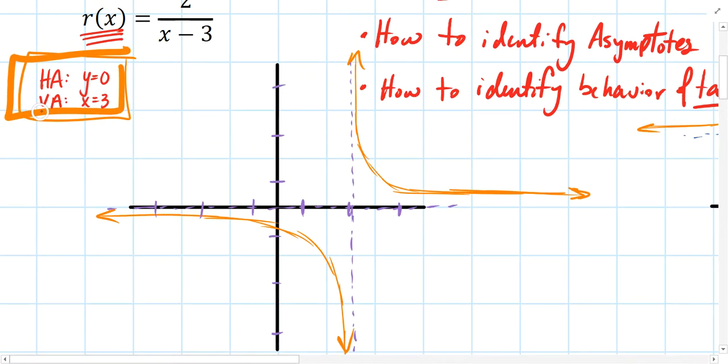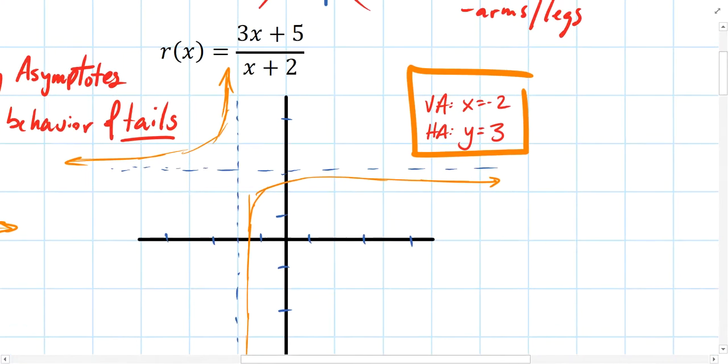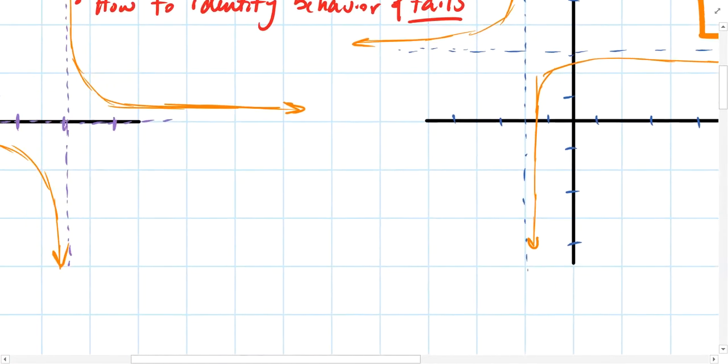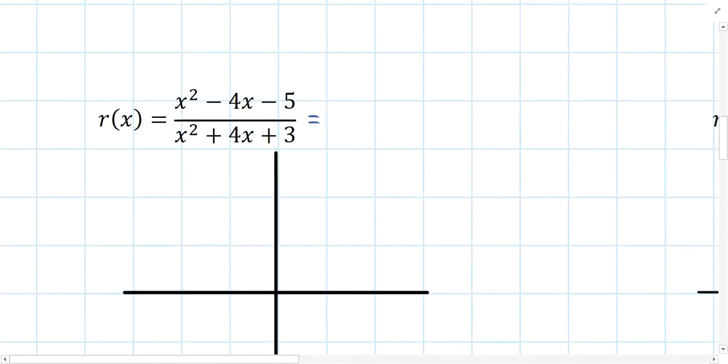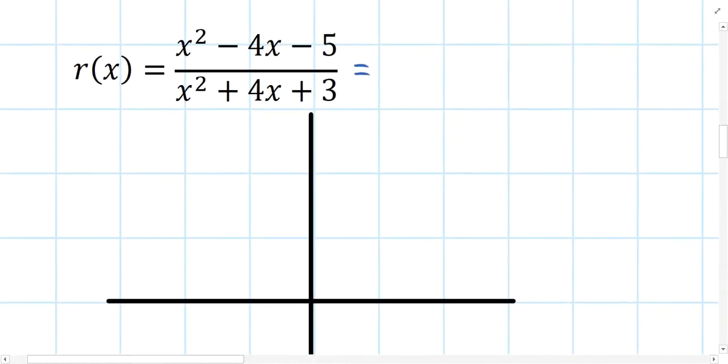We had a vertical asymptote at x equals 3, and when x equals 3, something interesting occurred in the denominator here. And up here we had a vertical asymptote at x equals -2, and when x equals -2, we have that same interesting thing occur in the denominator. Now, it's going to be hard to identify when that event occurs. Hopefully you recognize what I'm talking about.